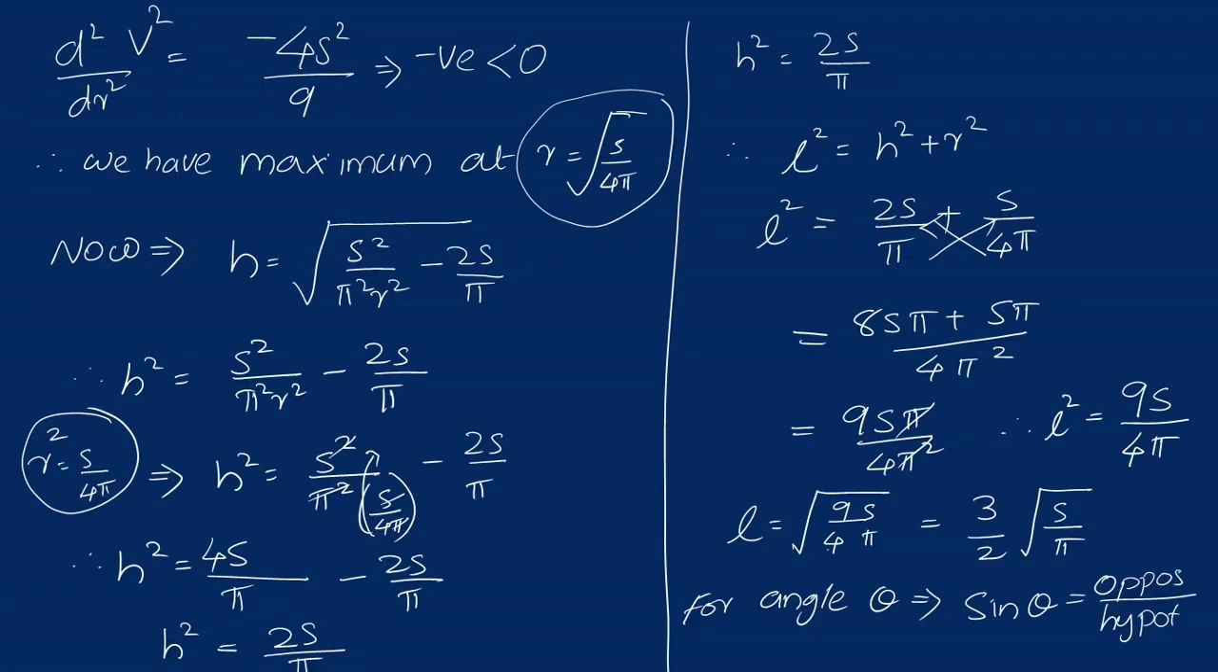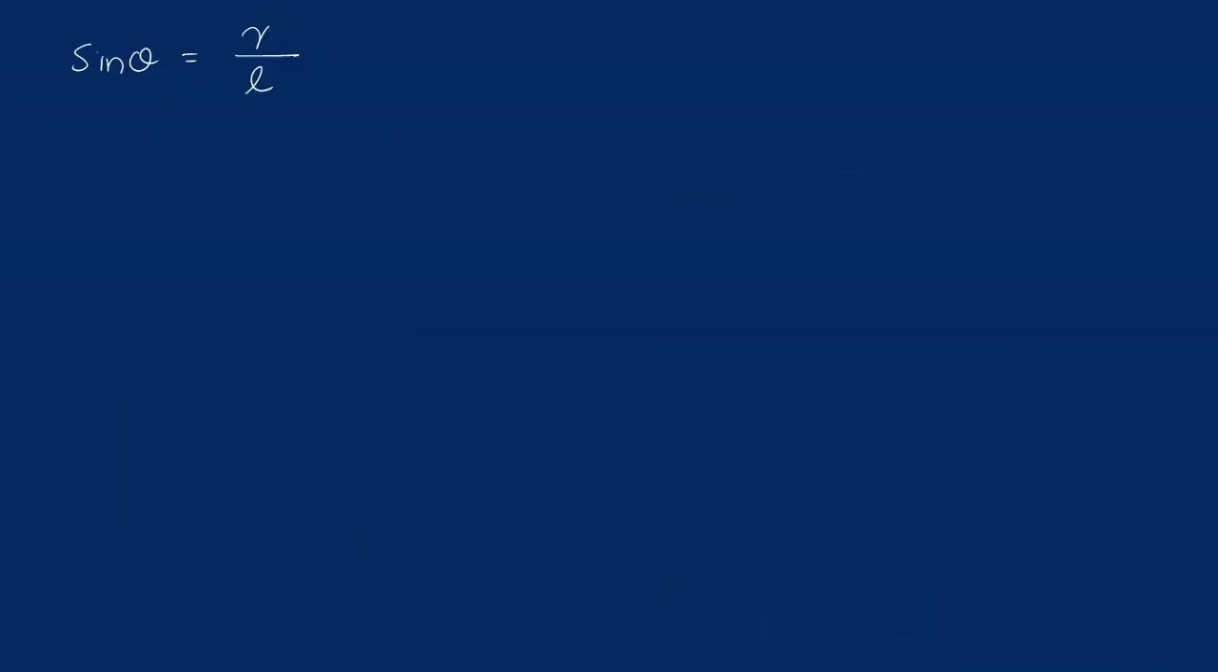That are the r, that is root of S by 4 pi, and L is equal to 3 by 2 root S by pi. Substituting that, so we have root of S by 4 pi divided by 3 by 2 root of S by pi, or root of 9 by 4 S by pi, both are equal.